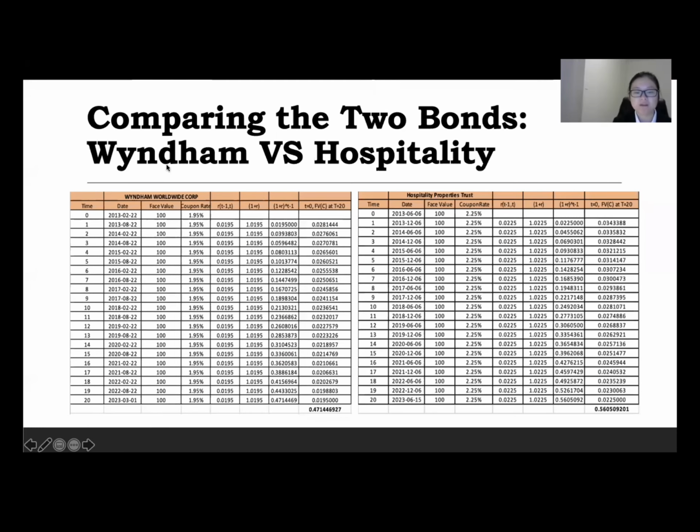Furthermore, if the bond was to be purchased in the present and held till maturity, the price for Hospitality's bond is $2.19 lower than Wyndham's bond as seen in the table. Additionally, the yield to maturity calculated using Excel for Hospitality is still higher. It is 4.19% compared to Wyndham's YTM, which is 3.61%. Therefore, by paying a lower price, you are able to earn higher returns.